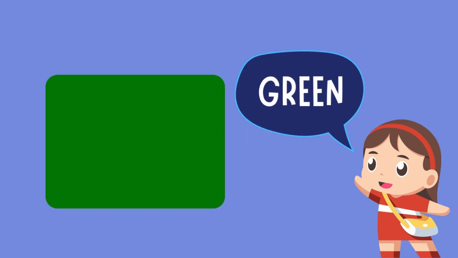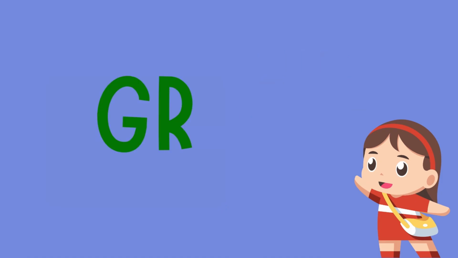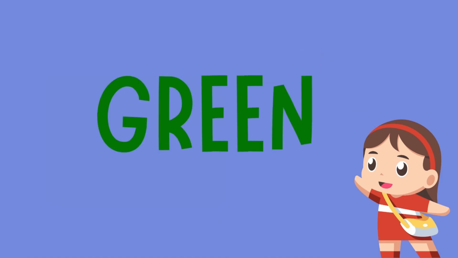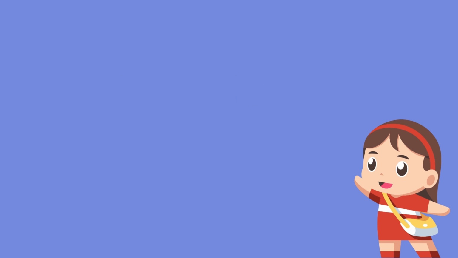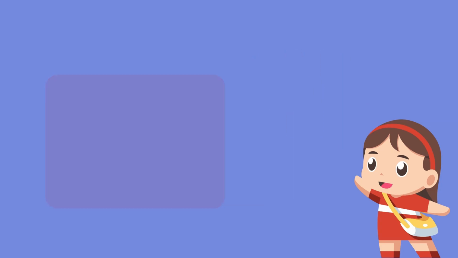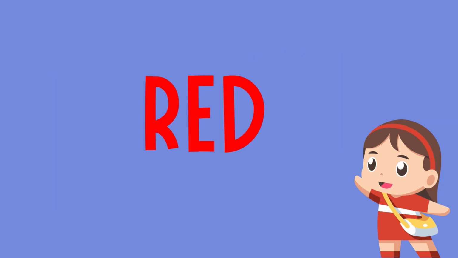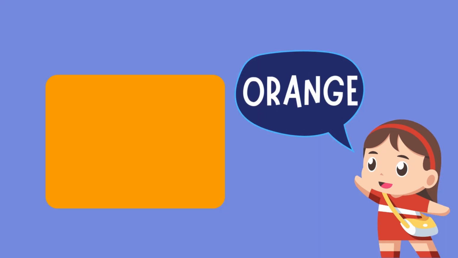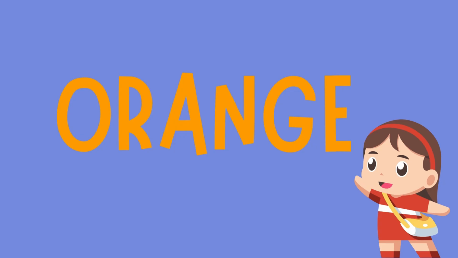This is green. Let's say it together. Green. This is red. Say it with me. Red. This is orange. Say orange.